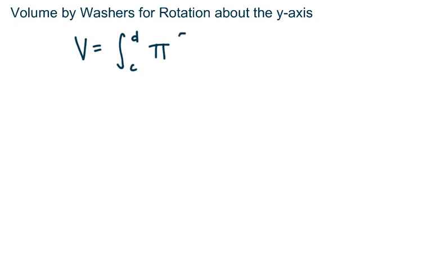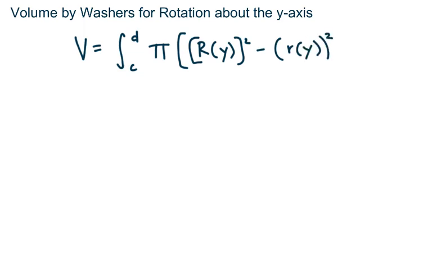Then we have times pi. We have r being some function of y, so capital R squared minus little r of y squared dy. So however we start this problem, we may be given y equals 2x plus 3.